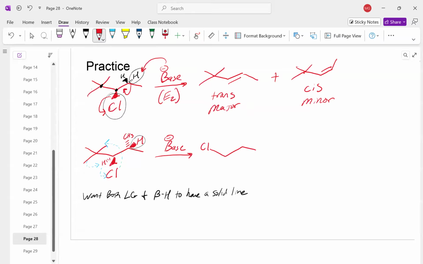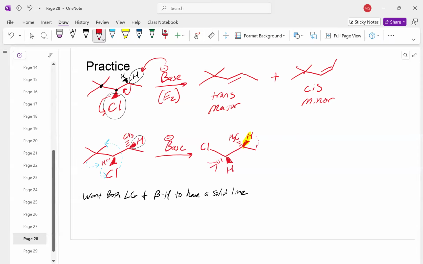So now my chlorine is here. My tert-butyl group has the dashed wedge, and the hydrogen has the solid wedge. And this didn't change over here at all. But I want that hydrogen, this one here, I need to have a solid bond. So I'm going to do the same thing.